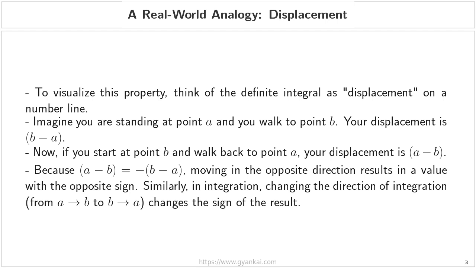Finally, the slide concludes. Similarly, in integration, changing the direction of integration from A to B to B to A changes the sign of the result. Just like our walk on the number line, reversing the limits of integration reverses the direction of the accumulation and therefore changes the sign of the integral. This analogy should help solidify your understanding of why swapping the limits introduces that negative sign. We'll build on this understanding as we move forward, especially when we look at some examples and common mistakes on the next slides. The special case, identical limits.